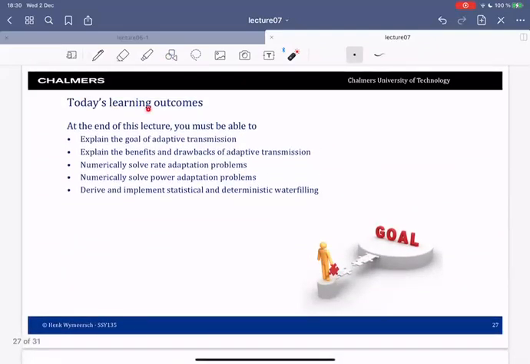So this is what we learned today. We've seen why we want to do adaptive transmission. We also talked a little bit about benefits and drawbacks. As a drawback, we need, for instance, this channel state information. We need lots of assumptions regarding the channel. You should be able to solve rate and power adaptation problems numerically, and you should also be able to derive and implement both statistical and deterministic water filling. So it's good to try to solve these problems yourself and play around with them.